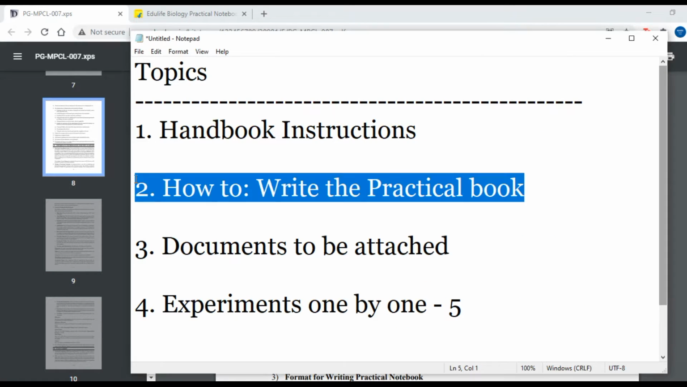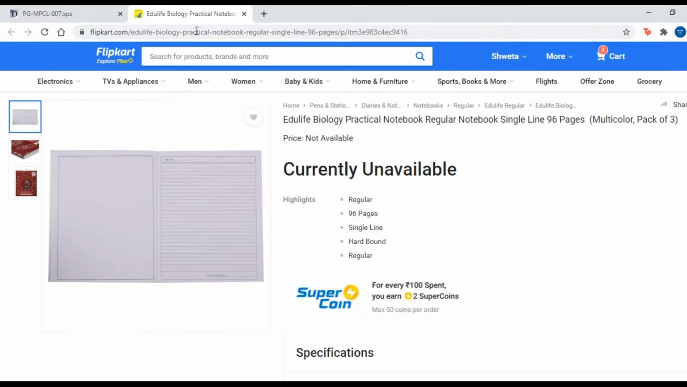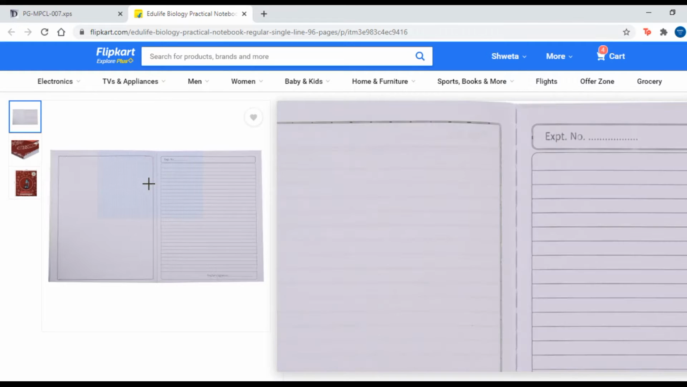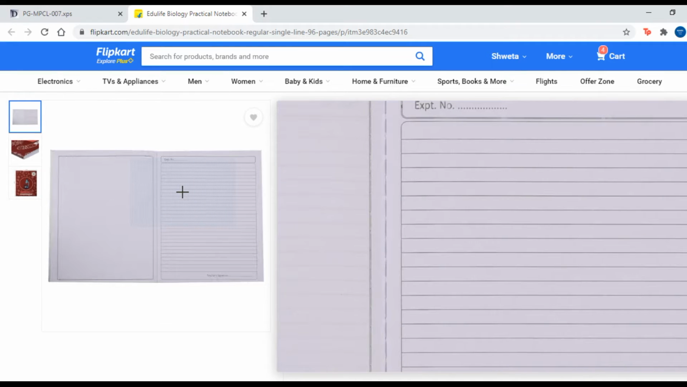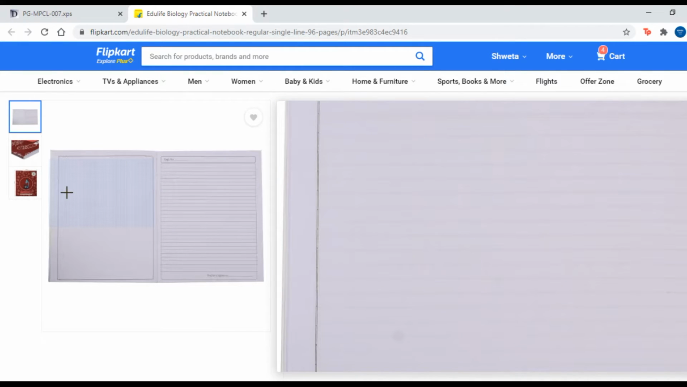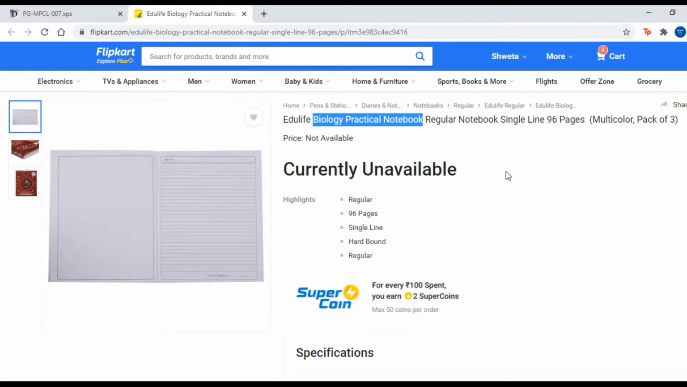So let us start with how to write the practical book. First thing is the notebook that you need to purchase. This is a biology practical notebook. You will find it in any stationery shop. You can see one side is ruled, the right side will be ruled, and the left side will be a blank page. It will be about a 100 pages, 96 pages book that you need to purchase for the practicals.